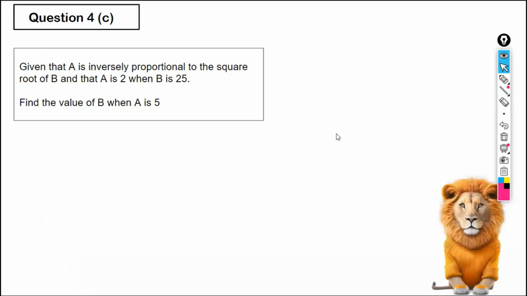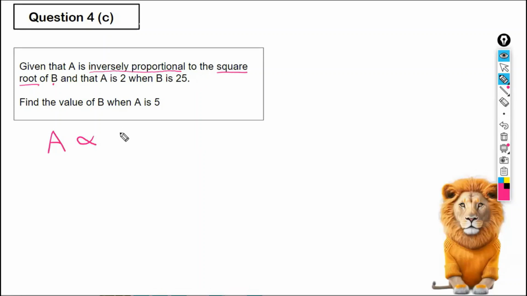All right, so this one definitely gave a lot of people problems. This one here is proportionality. Let's go ahead. Given that A is inversely proportional to the square root of B. So let's write that in maths form. They're saying A is inversely, this here is the symbol for proportional, but because it's inversely proportional to the square root of B, you throw it underneath a 1 and you put the square root of B.